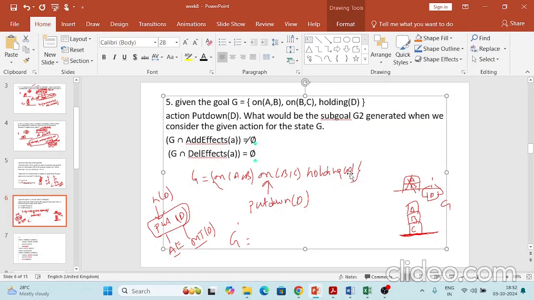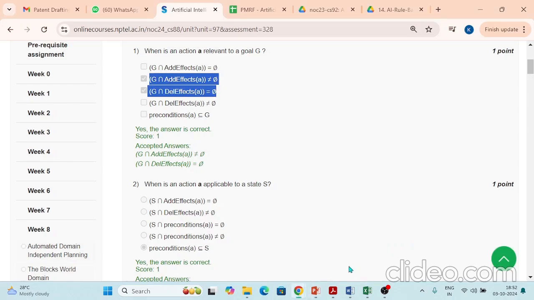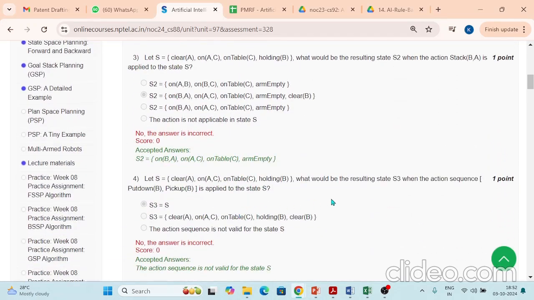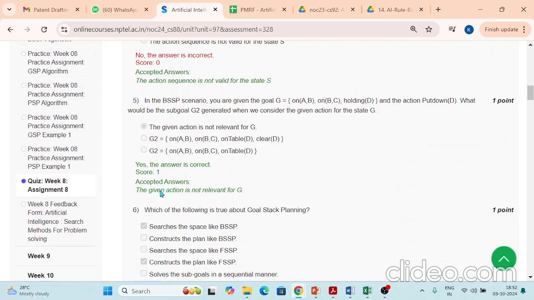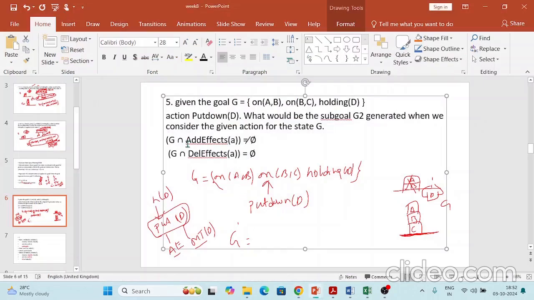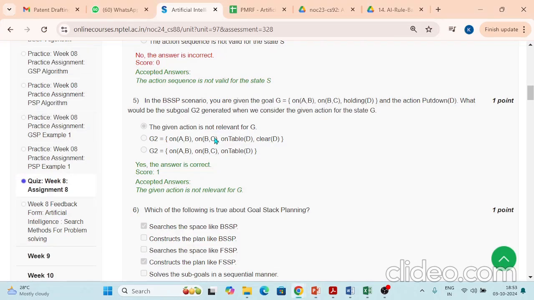That is the answer for this fifth question. The given action is not relevant to Z. If you get this condition satisfied, then we can perform the actions. First we need to check these conditions. If this condition is satisfied, then I can go for the performance of these actions. Okay, so this put down action is not relevant to the Z.